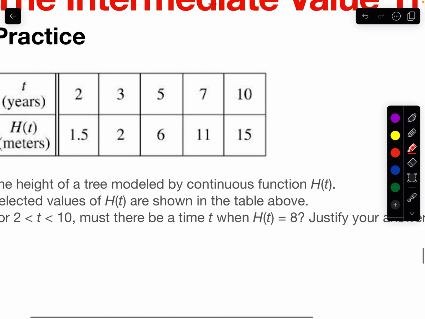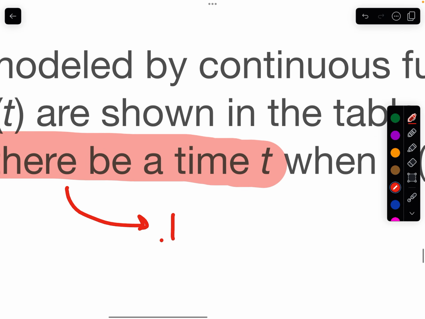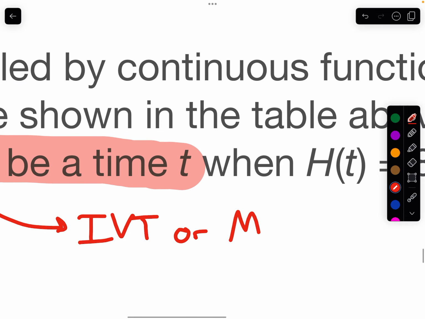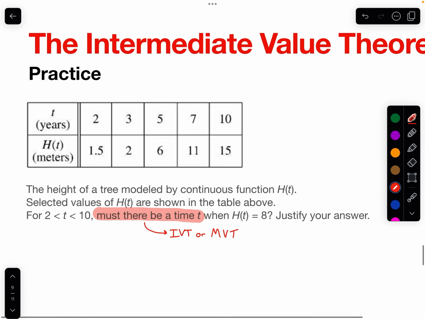I first want to highlight this phrase here. Must there be a time t? That phrase right there is a red flag for us that we are either applying the intermediate value theorem here or something we'll talk about in another review lesson, the mean value theorem. The mean value theorem deals with rates of change, and I don't see anything about prime or rates of change here, so I'm sticking to IVT on this example.